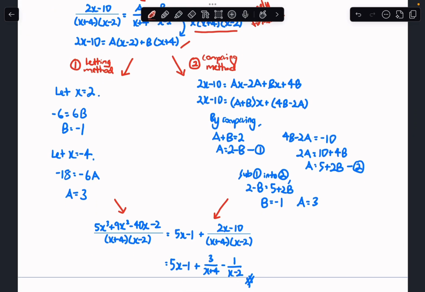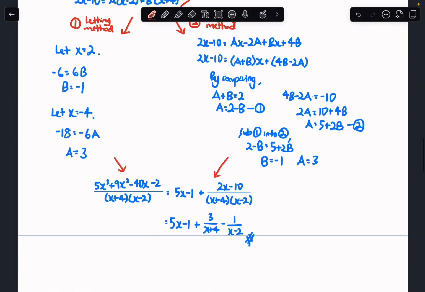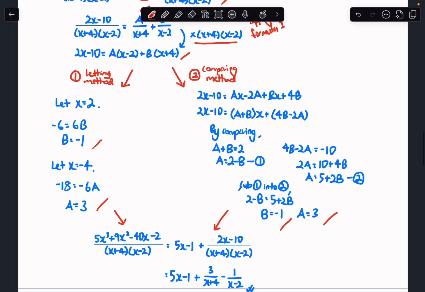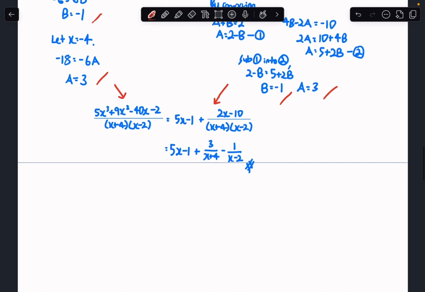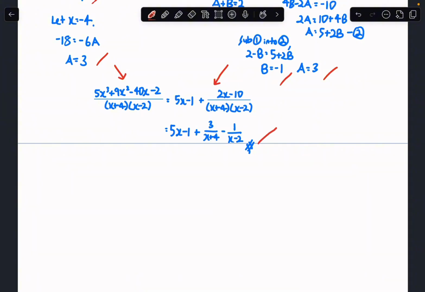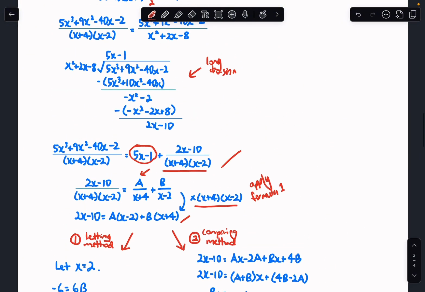The second method is we open everything up and we do comparison. We will still get the same answer here. But of course, the letting method is faster, so I recommend that. Then we just substitute everything back into the equation and we'll get our final answer here. So that's about it.